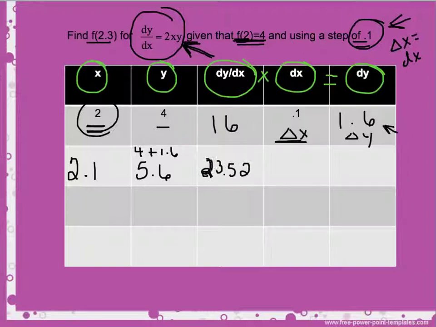23.52. My delta x stays the same, it's 0.1. So then now I multiply dy dx times dx to get dy, and that gives me 2.352. Now, there's my delta x and my delta y. So I want to adjust my x's and y's. So this goes up to 2.2, and then I take 5.6 and I add 2.352, and I get 7.952.